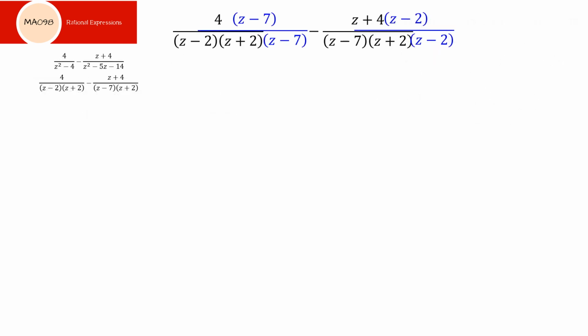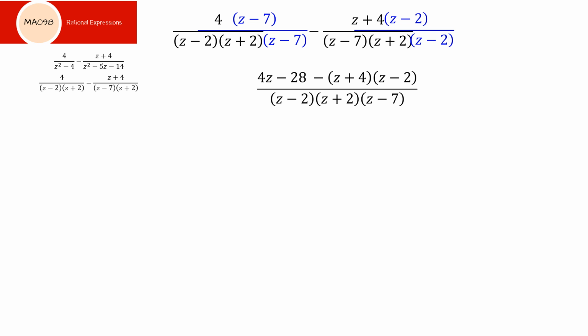All right. And now what we're going to do is just smash it all together. Maybe I shouldn't say smash, but we're going to subtract them. How's that? And the denominator is not going to change. So what I did is 4 times z minus 7, I used the distributive property. 4 times z is 4z. 4 times negative 7 is negative 28.